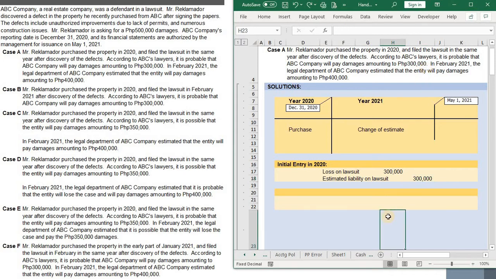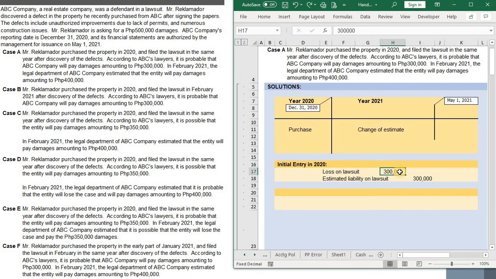So in your intermediate accounting 2, you have learned that this type of transaction can be considered as a provision because the likelihood that the entity will pay the damages is probable. And according to the discussion in intermediate accounting 2, provisions are recorded when the likelihood is probable. So that is why we have recorded 300,000 as a debit to loss on lawsuit and credit to estimated liability on lawsuit because the 300,000 pesos is the best estimate. Again, provisions must be recorded always at best estimate. So this is the initial entry in 2020.